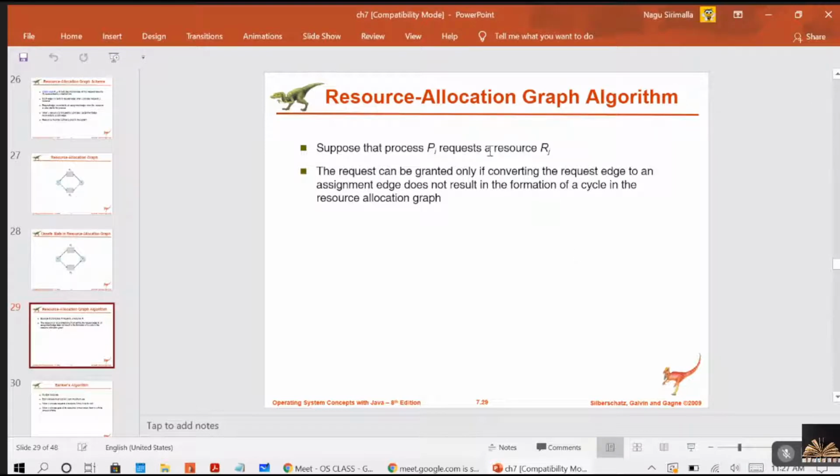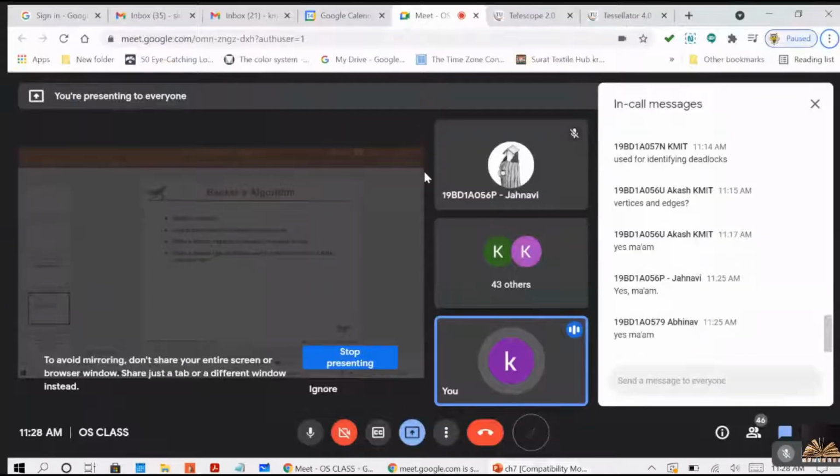So in resource allocation, suppose P1 requests a resource Rj. The request can be granted only if converting the request edge to an assignment edge does not result in the forming of a cycle in the resource allocation graph. So this point you should understand. Clear for you all, guys? Can I move to the Banker's algorithm?